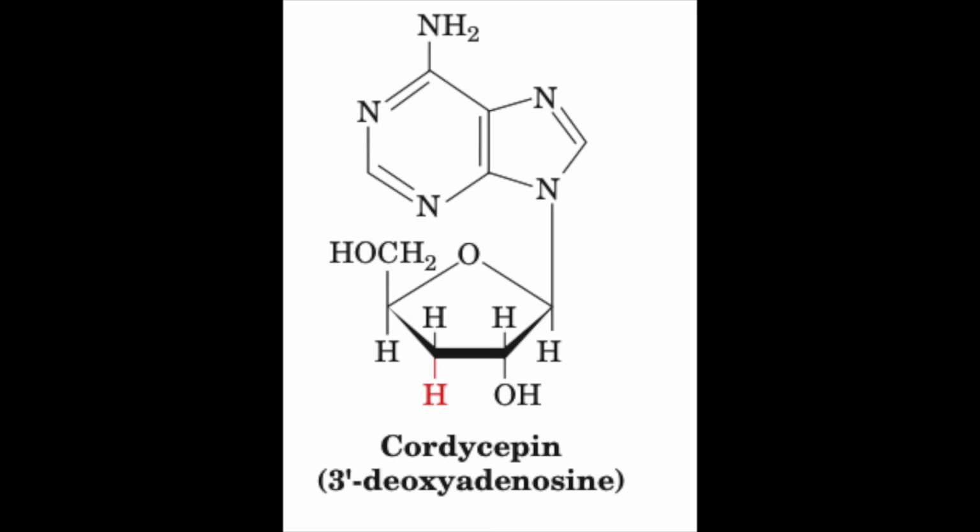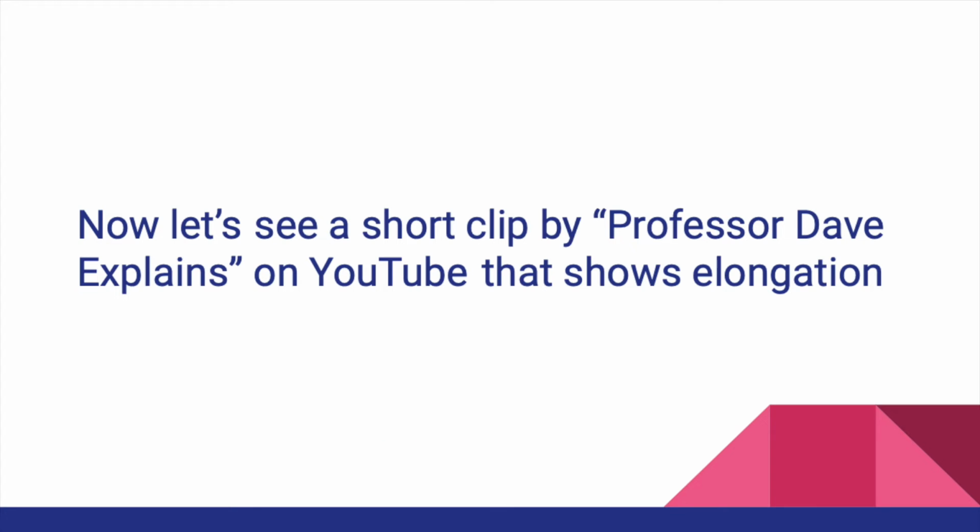This conclusion that RNA chain growth happens in the 5' to 3' direction was corroborated by the observation of the antibiotic cordycepin. This antibiotic has a hydrogen on the 3' carbon as shown in red on the picture. Since it lacks a 3' OH group, when cordycepin is added to the 3' end of an existing and growing RNA strand, it prevents the RNA chain's further elongation, effectively stopping transcription as a whole and making it an effective medication. Now let's see a short clip Professor Dave explains on YouTube that shows elongation.